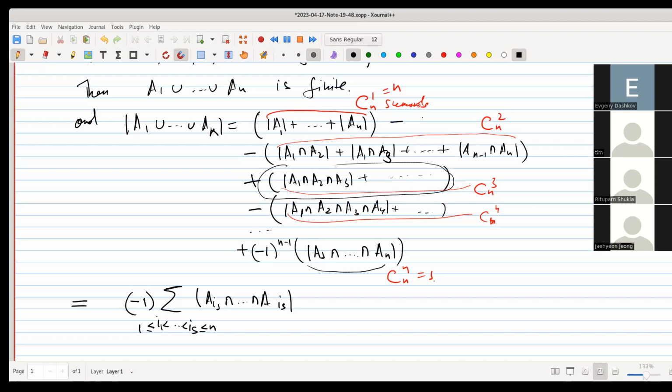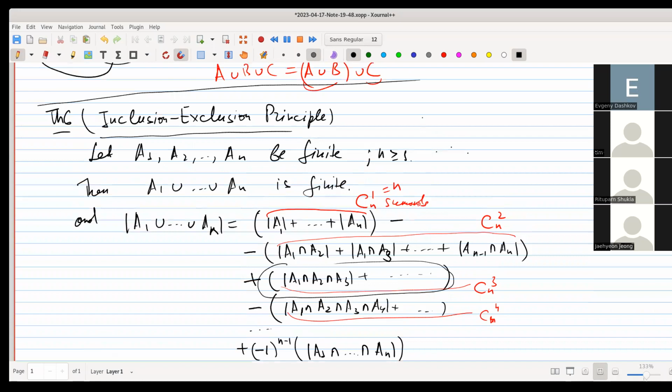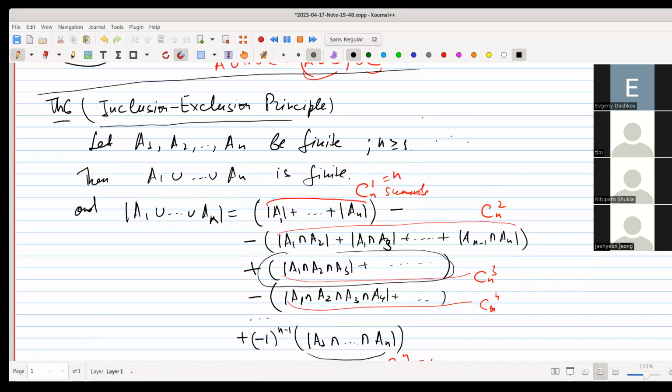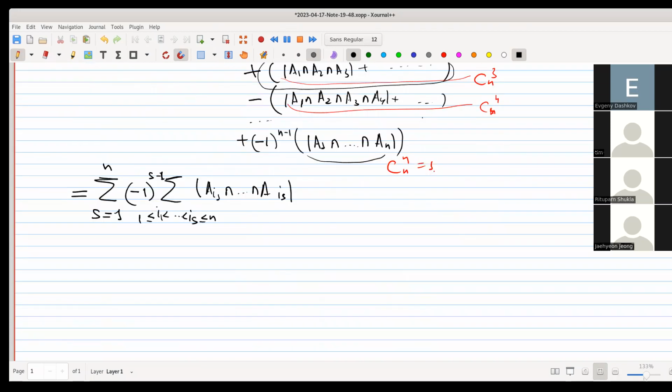And here we may take (-1) to the power s minus 1, where s ranges from 1 to n. That's it. This is a more compact, more concise formula for the same sum. This theorem is known as the inclusion-exclusion principle. Is it clear?